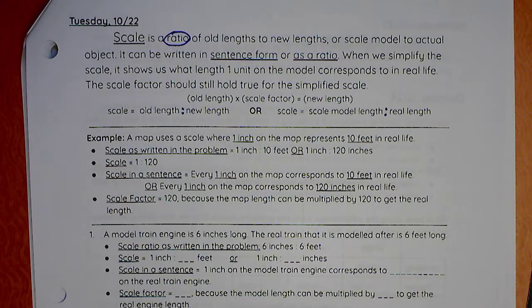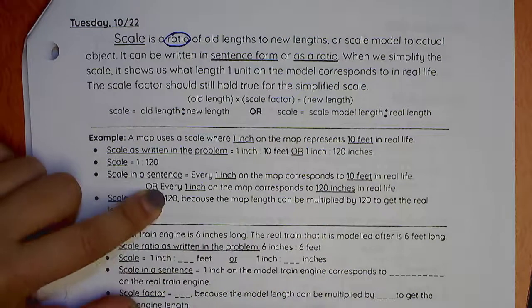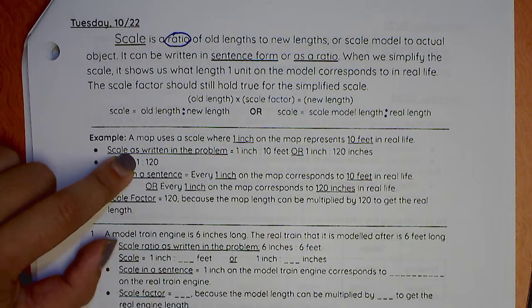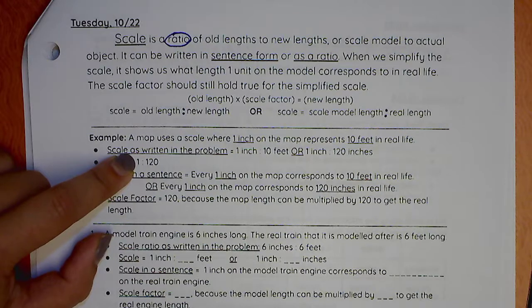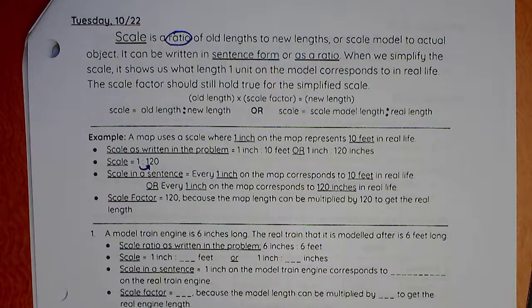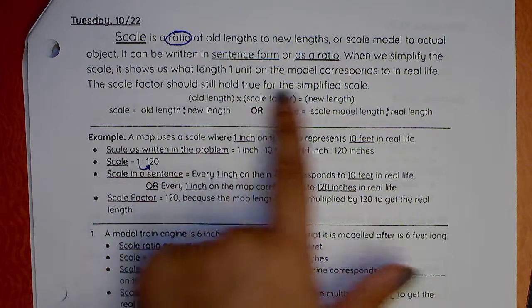So the scale factor should be 120. A lot of people struggled on the Q1 exam where you knew what the scale factor was, but you didn't know that this was the ratio of the scale and it represented the same scale factor. We can see that 1 times 120 is 120. The scale factor should still hold true.